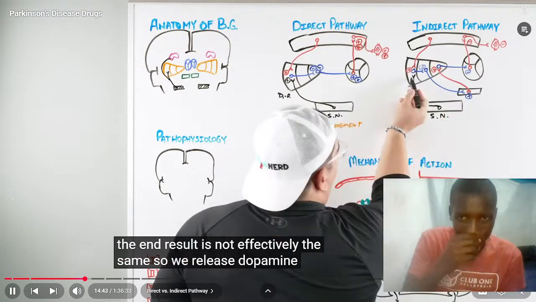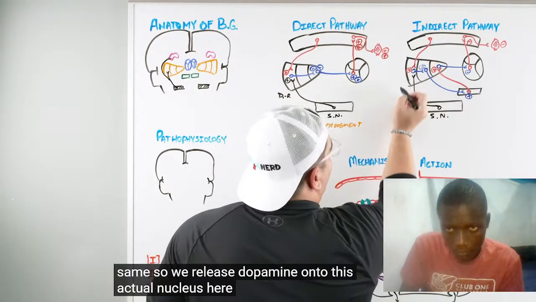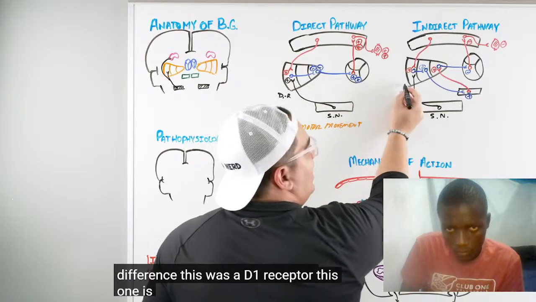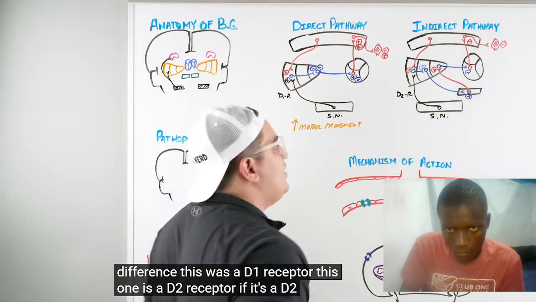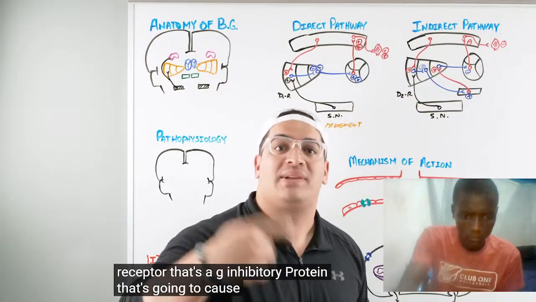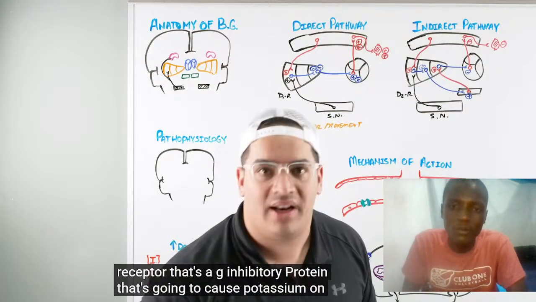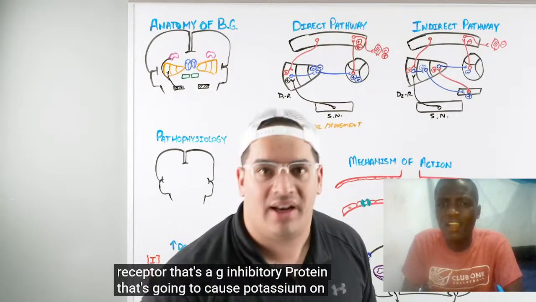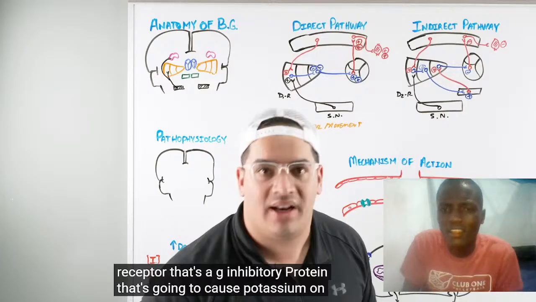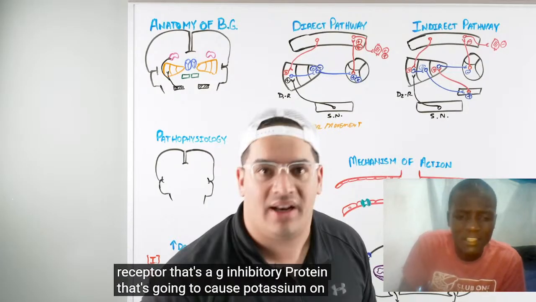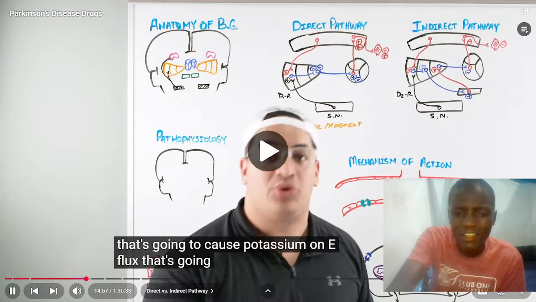So we release dopamine onto this nucleus here. But here's the difference. This was a D1 receptor. This one is a D2 receptor. If it's a D2 receptor, that's a G inhibitory protein. That's going to cause potassium efflux. Wait, so one receptor for dopamine is excitatory while D2 is inhibitory? What? Efflux, that's going to inhibit that nucleus.